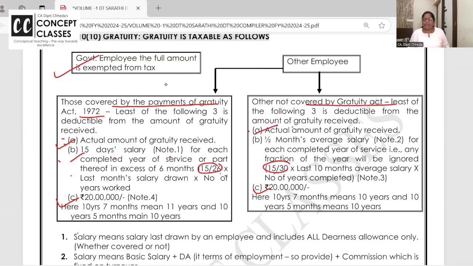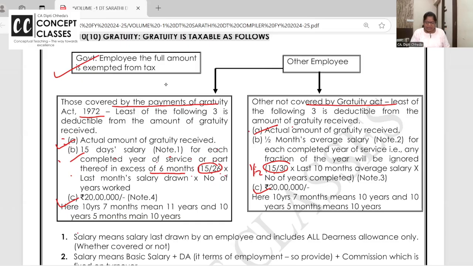Comparison is clear or not? If you are covered under the Payment of Gratuity Act, in a month they assume 26 days. That's why 15 by 26. Here 15 by 30, some books are also writing it as half. Here it is 15 days salary for each completed year and part thereof in excess of 6 months.